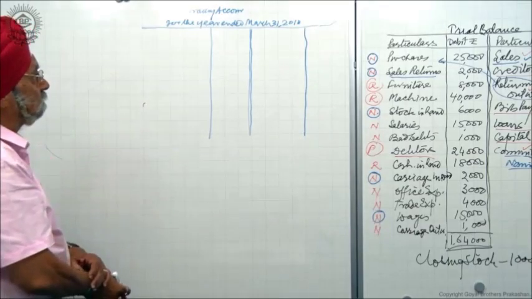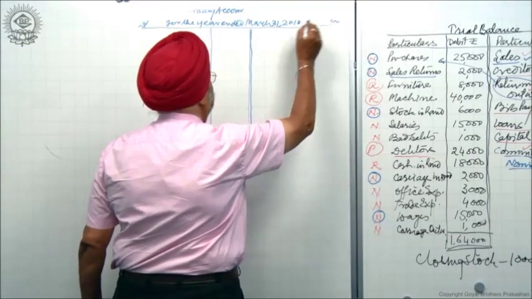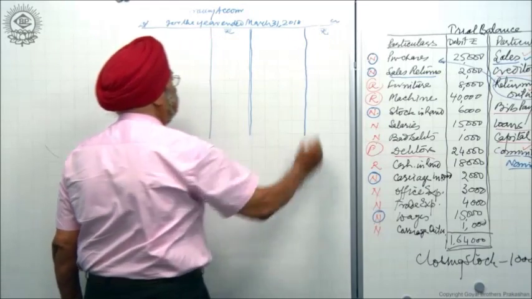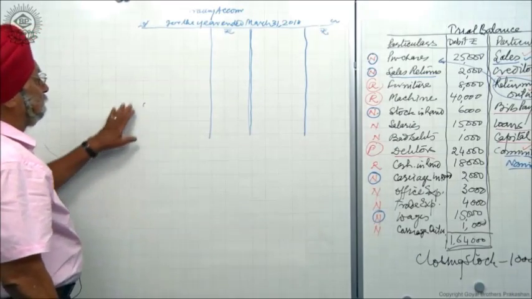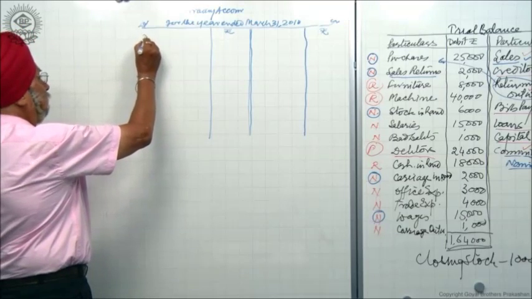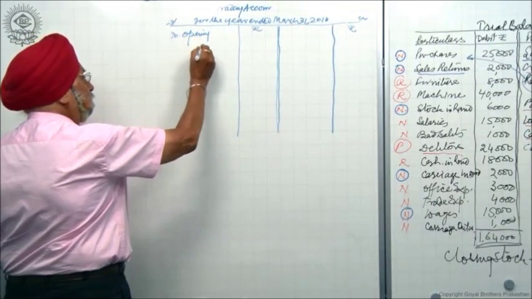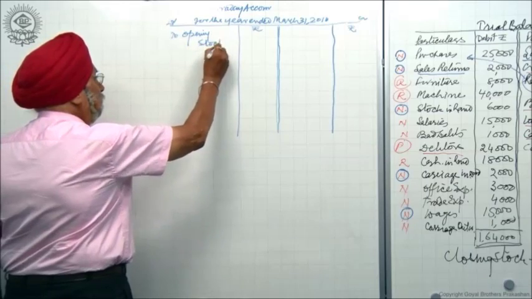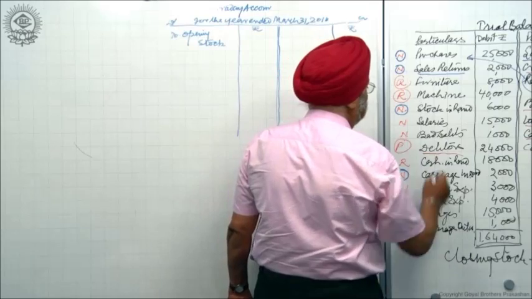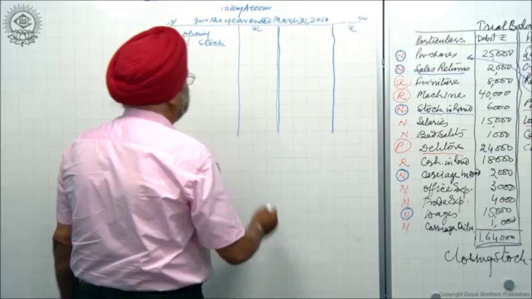And in this trading account, we have two sides, a debit side and a credit side. Of course, this is rupees, write rupees, and I have to write direct expenses here. For example, I write here to opening stock. Opening stock is given in the trial balance. This is how much? 6,000.